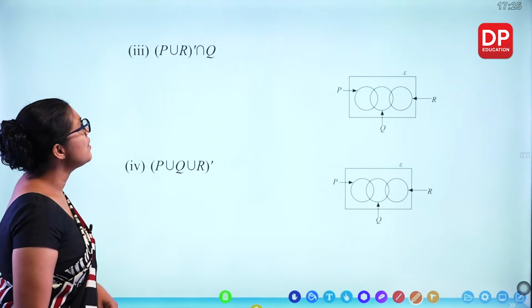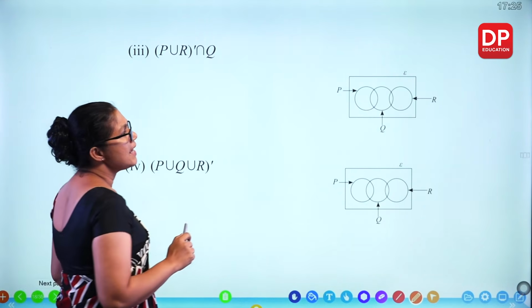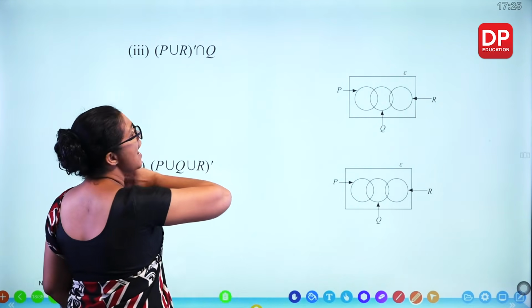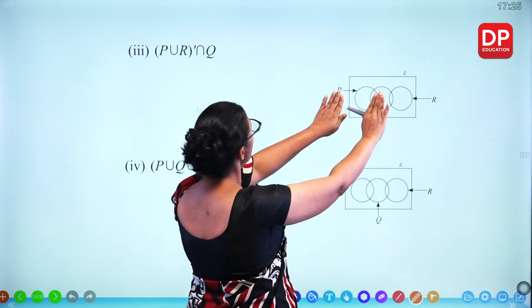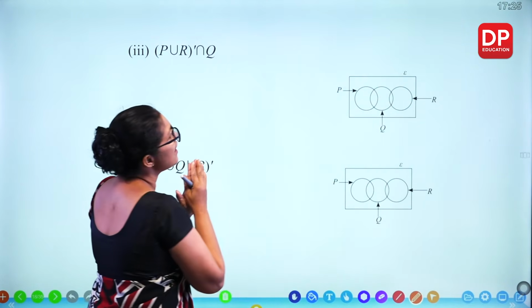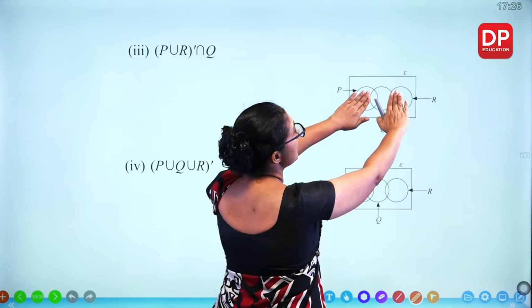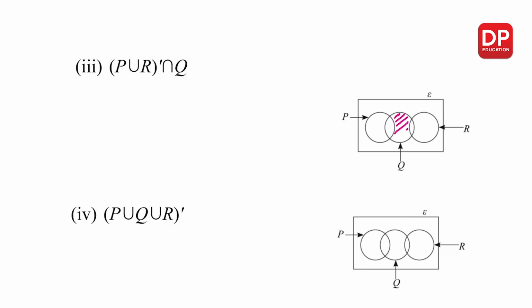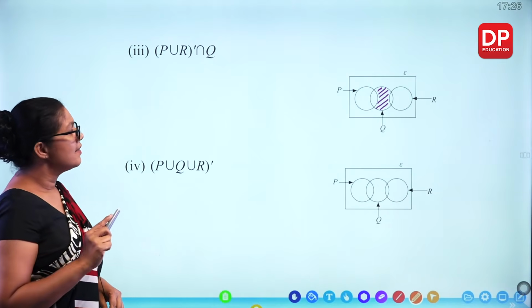Next one, P union R dash. What does P union R mean? In P and R. So P circle and R circle, dash. Dash means everything outside. So you have to cover P and R. Then intersect with Q. When you take these two parts out and intersect with Q, you get this region. So check whether you are getting that.